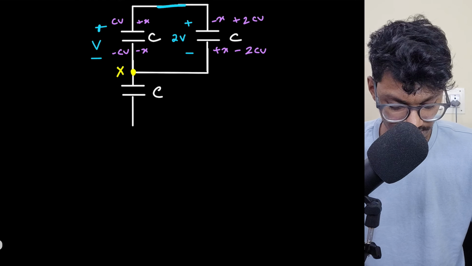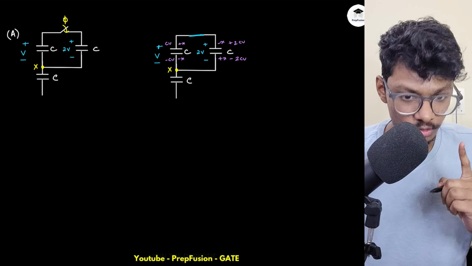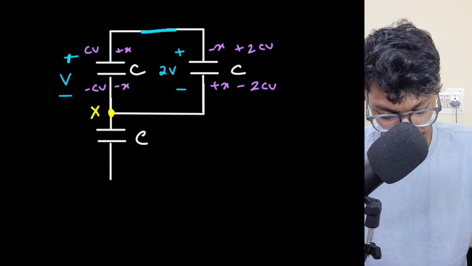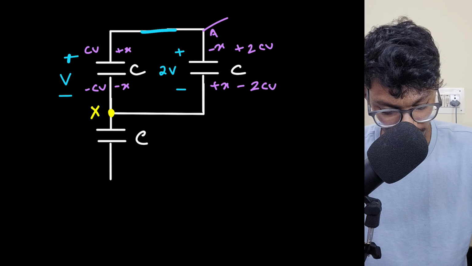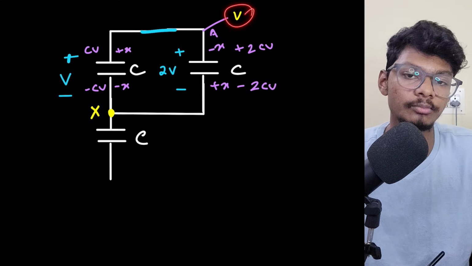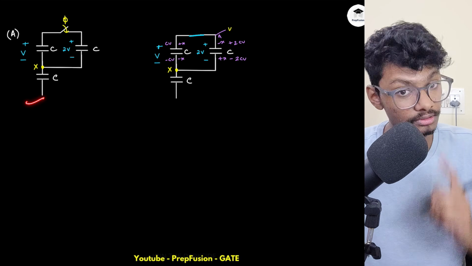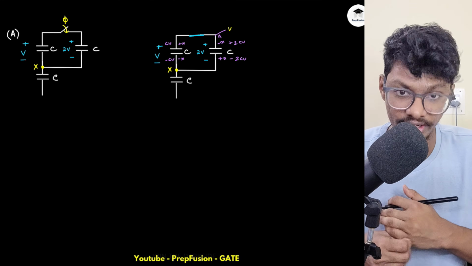Okay, so these are the charges basically. So now what I can do is I can use the same thing. I will name this node as A right now. Here, I actually cannot define the potential with respect to ground because they haven't provided me any ground. So you have to understand they haven't provided you any ground.